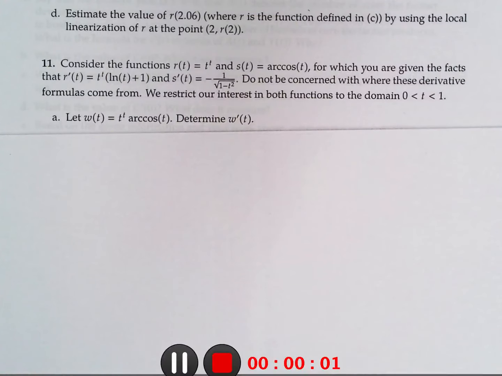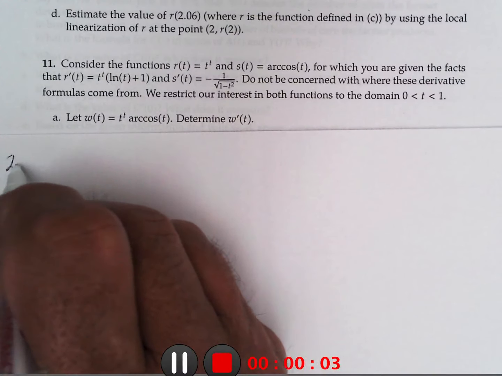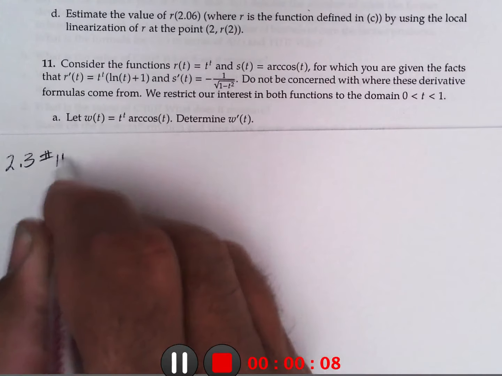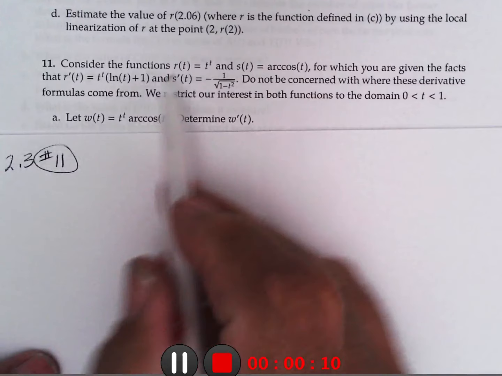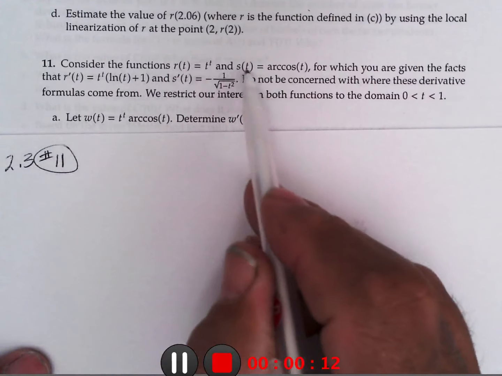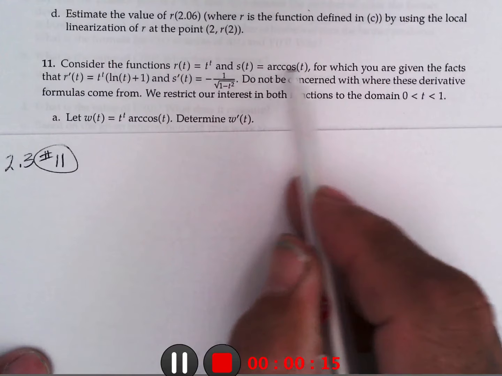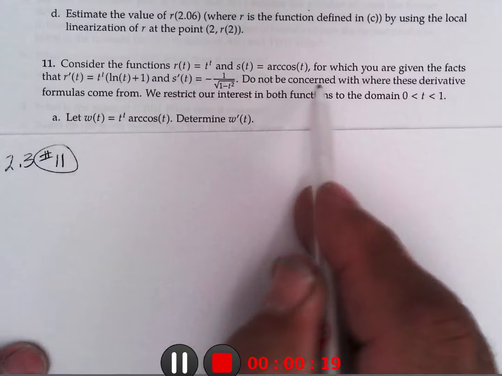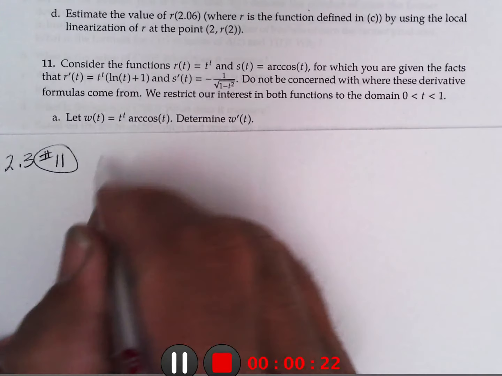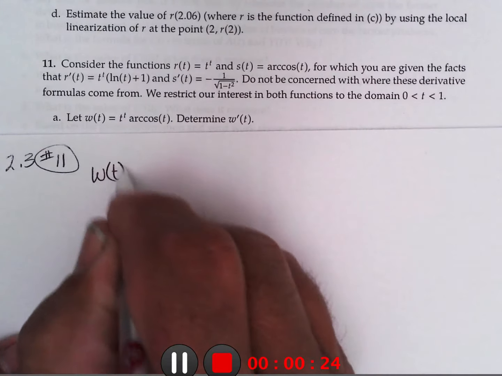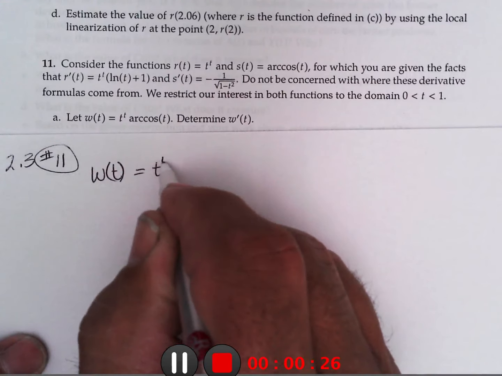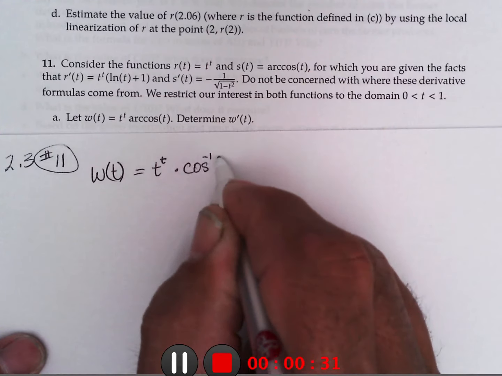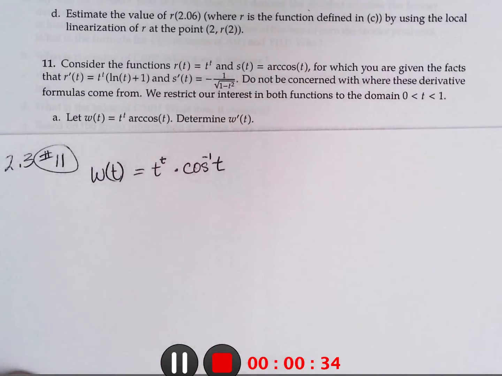Okay, we're in section 2.3, and I'm going to do problem number 11. And it says R of t is t to the t, and S of t is arc cosine, or cosine inverse, of t. And it gives the derivative of those two, and it says if W of t equals t to the t times cosine inverse of t, what's W prime?